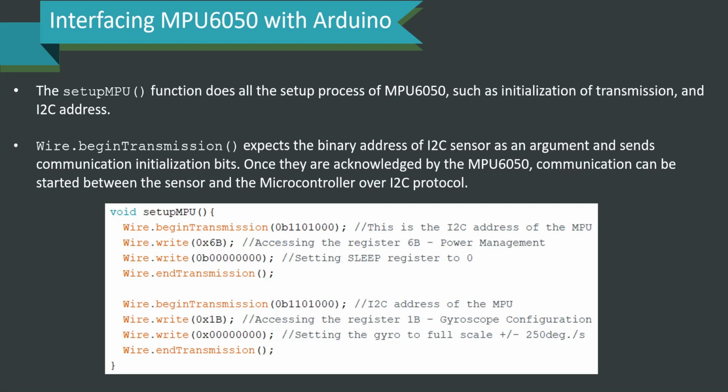Wire.beginTransmission in the brackets 0B11010000 is used for beginning the transmission between the microcontroller and the gyro, with 0B11010000 being the I2C address of the gyro. Wire.write is used for accessing and writing on a particular register. Wire.endTransmission is used for ending the transmission.